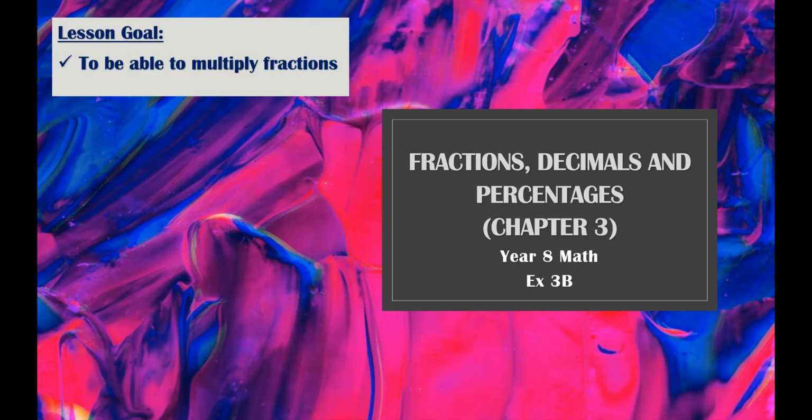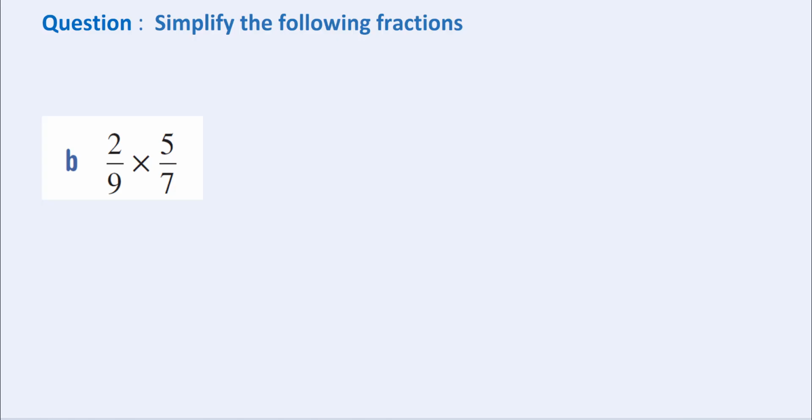So the goal for today's lesson is to be able to multiply fractions. So we're going to look at how we can multiply different fractions. So this question here, 2 over 9 times 5 over 7.